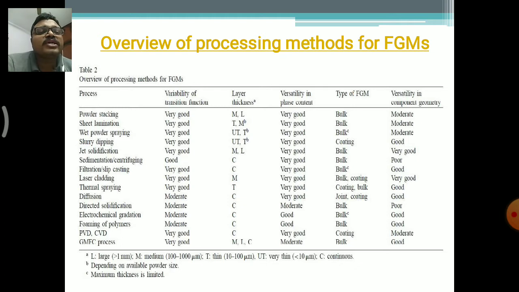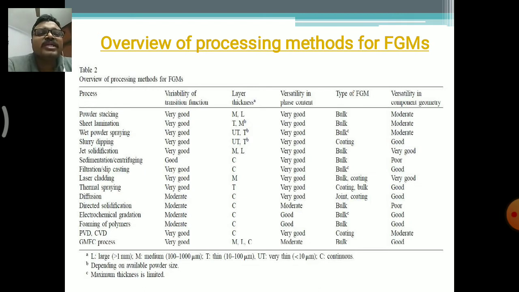We want to look at which FGM types are used in the processing methods, that is, the type of FGM. There are 10 to 15 processes, and of these, 10 to 11 processes use the bulk FGM process only. So 1, 2, 3, 4, 5, 6, 7, 8, 9, 11 processes are using bulk FGM, and the remaining use the coating process or joint coating process. That is the thin FGM.